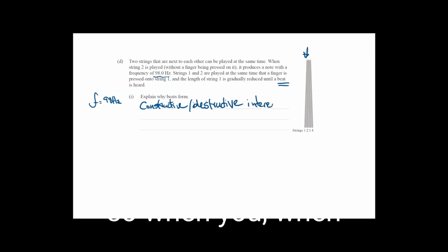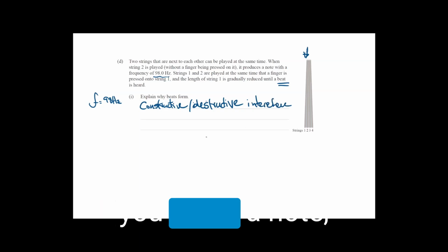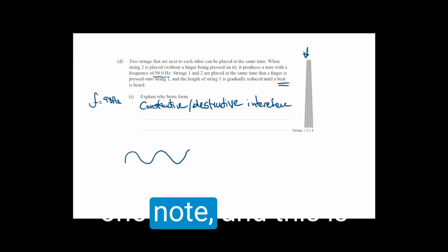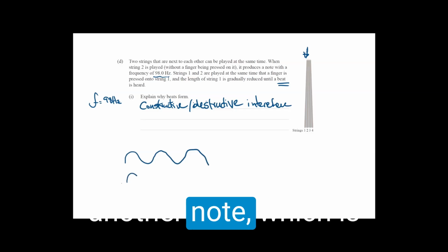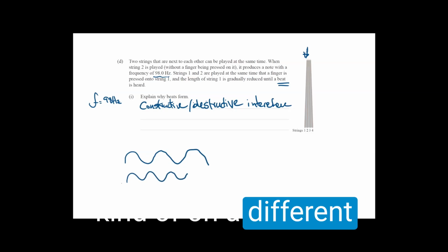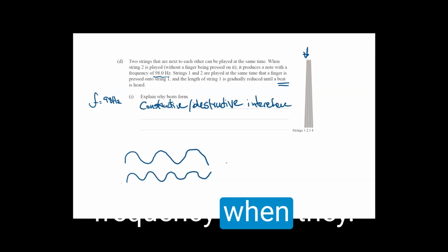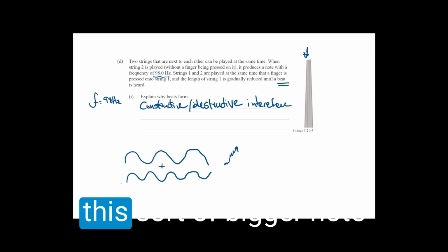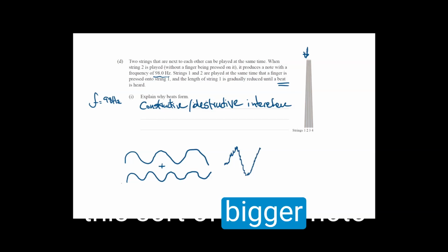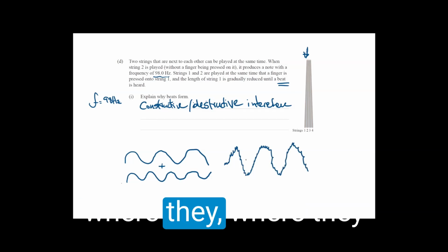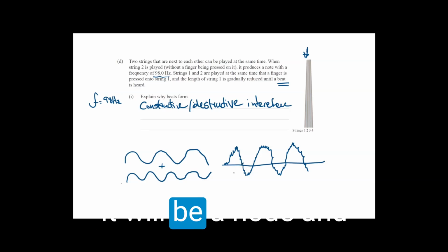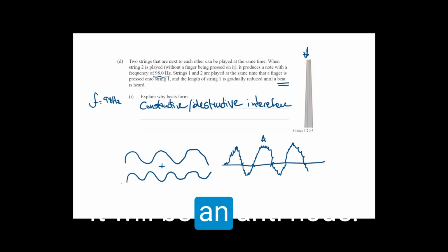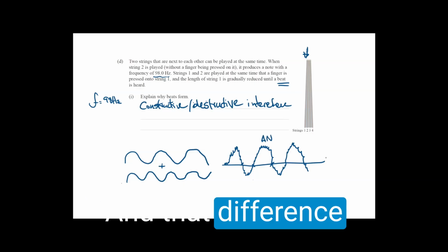So when two notes combine, this is like one note, and this is another note which is on a different frequency. When they are added to each other, they will produce a bigger wave like this. Where they destructively interfere with each other, it will be a node, and where they constructively interfere, it will be an antinode. And that difference is the beat.